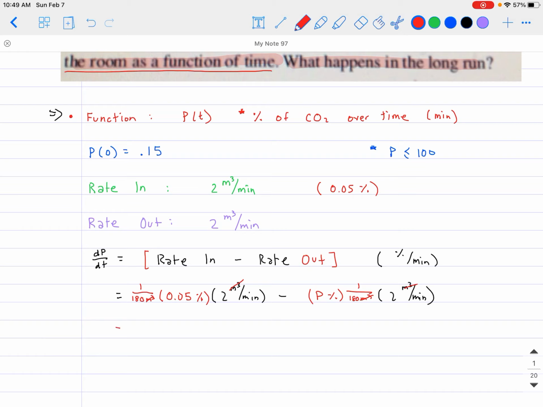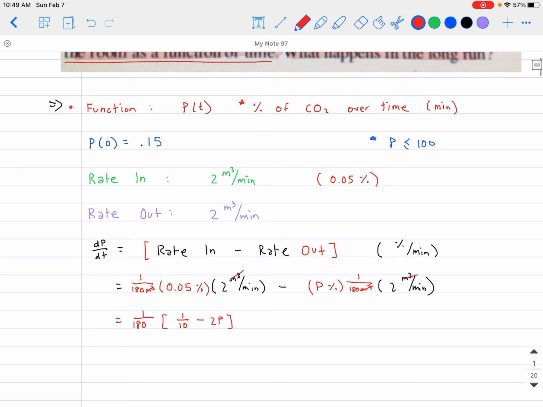Okay, so let's go ahead and see if we can clean up this equation a little bit so you can see what it looks like. They both have 180 in common, so I'm going to pull that out. The first part is going to be 0.05 times 2, which is 0.1, or I can write it as 1/10. Minus, for the second part, 2p is going to be left over because the 180 is factored out. And again, the unit in this case is going to be the percentage per minute.